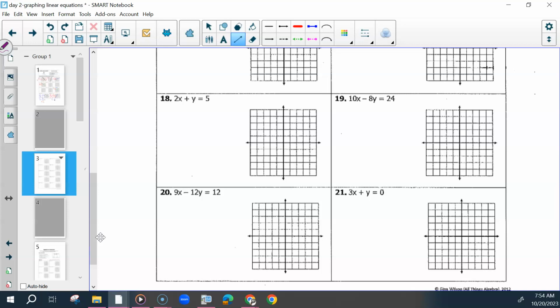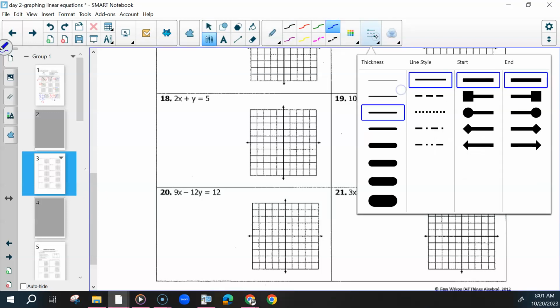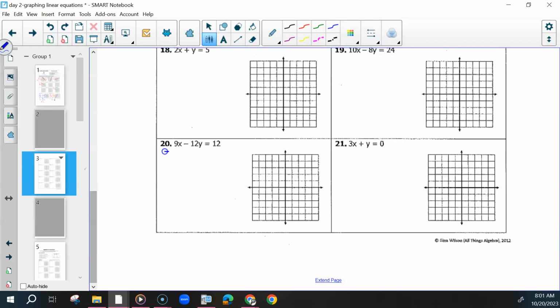I want you to try numbers 20 and 21. I'll give you a few minutes to do that. Raise your hand when you finish that. I'll come check it, and then we'll come back and move on to the next thing. I'm going to put these two up. If you didn't get to finish these, that's okay. Just double check yours with mine.